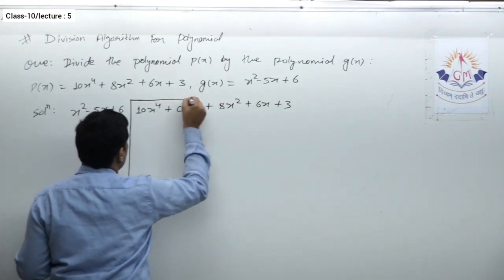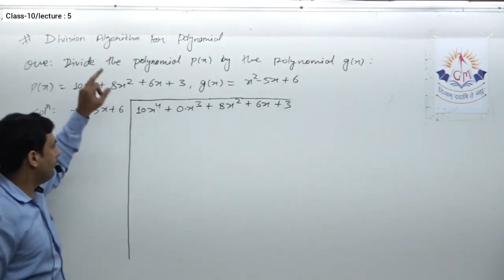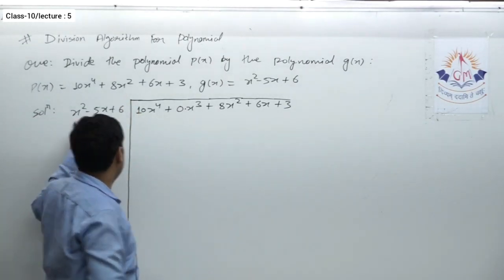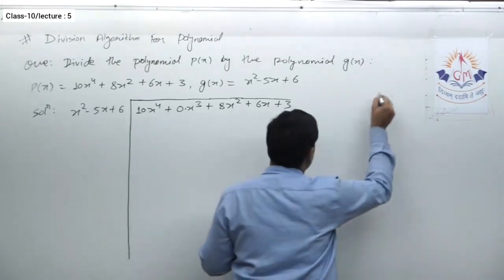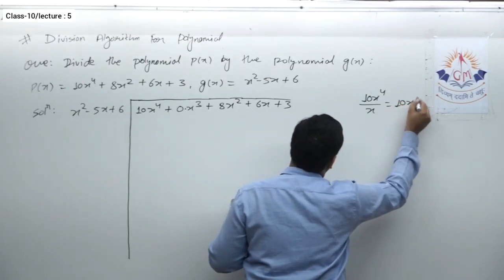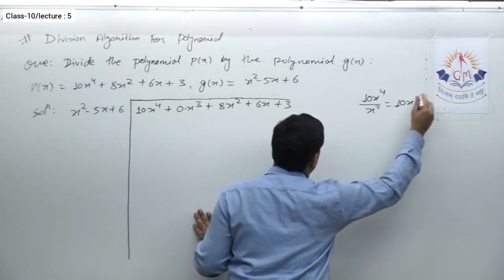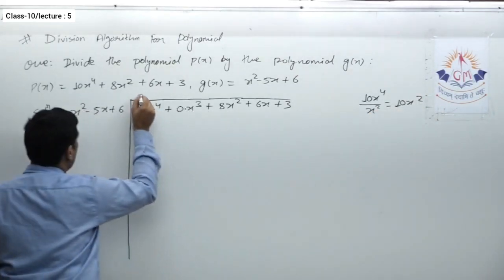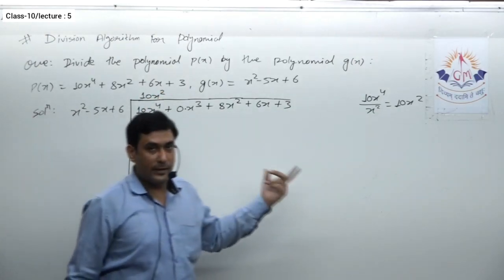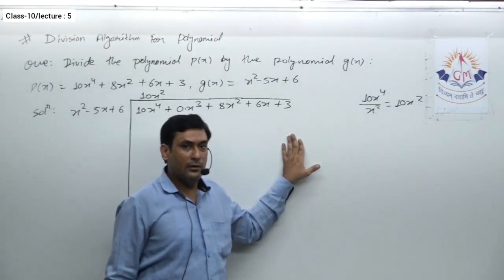Here again we have to follow the same thing. That means to get the first term of the quotient, we divide the first term of the dividend polynomial by the first term of the divisor polynomial. Here I'll get 10x raised to 4 upon x square, so I'll get 10x square. So I write 10x square over here. That was the second step after writing the terms in the decreasing order of the power of the variable.